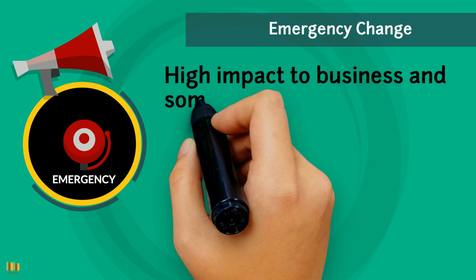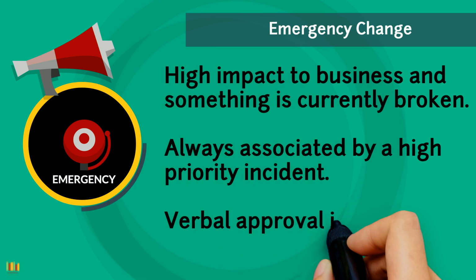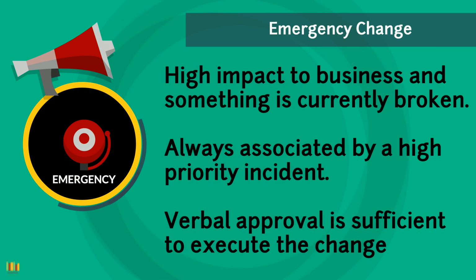Emergency changes are performed when there is a huge impact to business, and something is currently broken in the system. It should be associated with a high priority incident. Verbal approval from the required stakeholders is sufficient to execute the change. There is no time for documented plan and procedure approval, as it is an emergency situation.